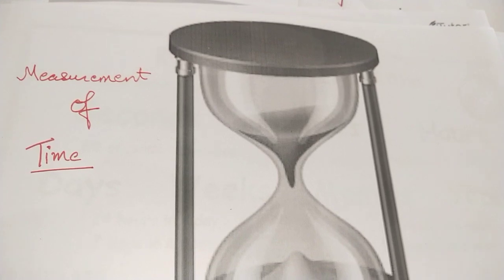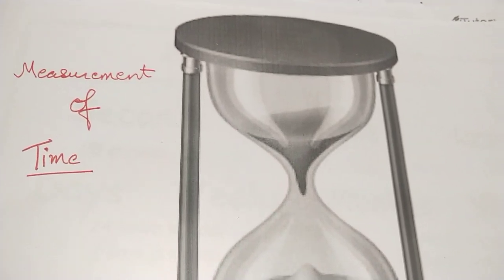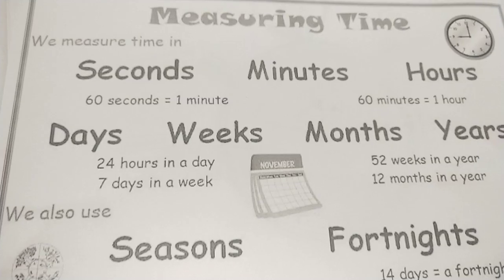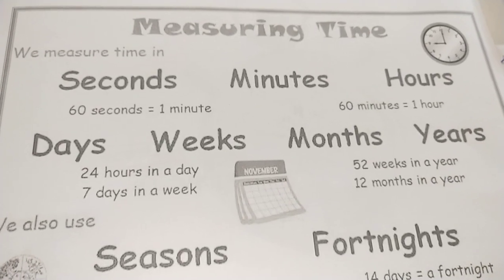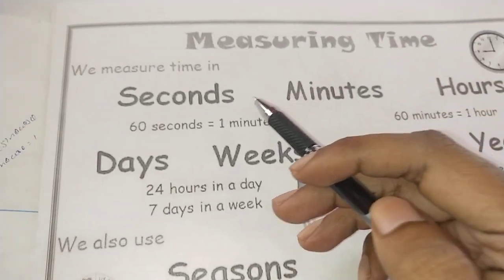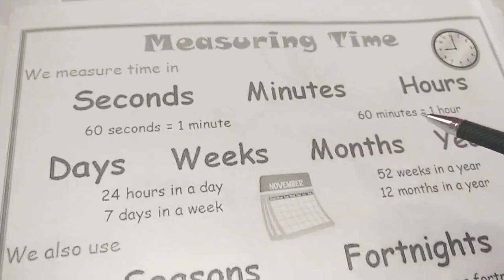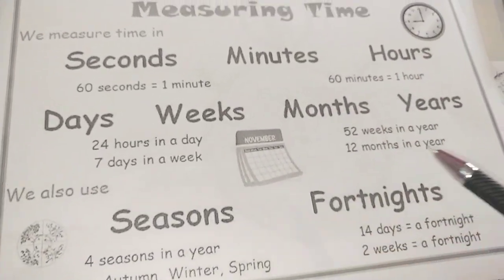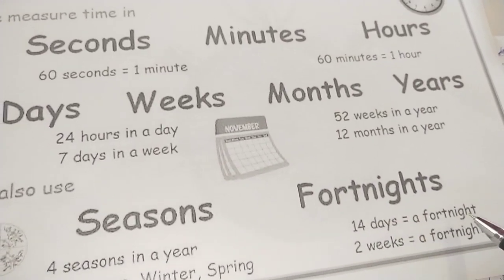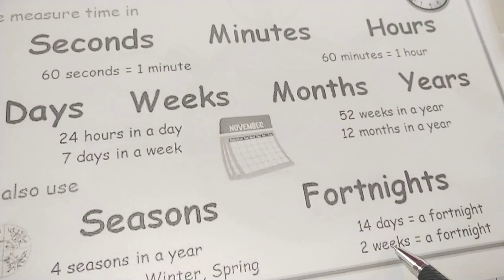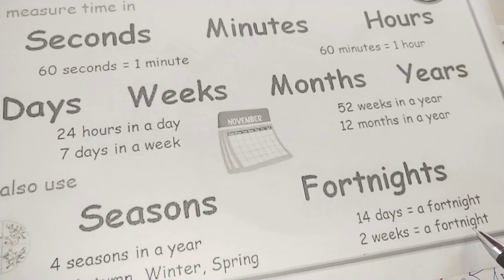But these days we have much more advanced techniques to measure the exact time. Now, what are the different units to measure time? We can measure time in seconds, minutes, hours, days, weeks, months, years, seasons, and also fortnight. 14 days make one fortnight, so 14 days means 2 weeks. So either we can say 2 weeks or we can say fortnight.